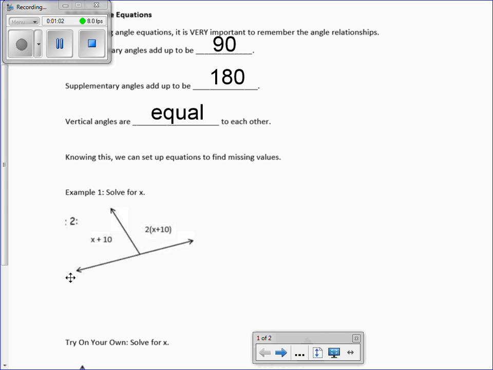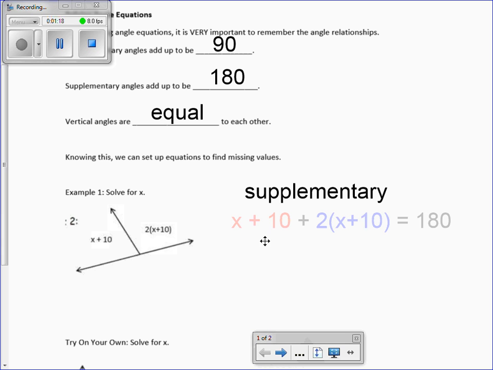Well, these two angles make a straight angle, so that means they are supplementary. Okay? Which means that these two angles will add up to be 180. So I take what the angle is, x plus 10, and I add it to the other angle, 2 times x plus 10. So I go ahead and just set it up like that, and it's going to equal 180. Now that I have my equation, I just go ahead and solve it.